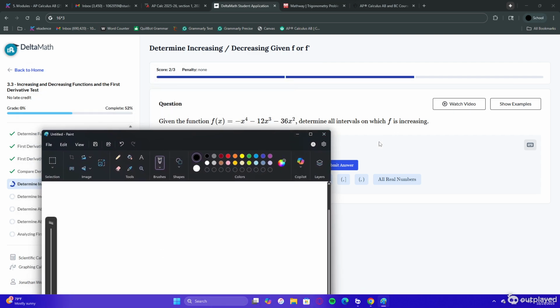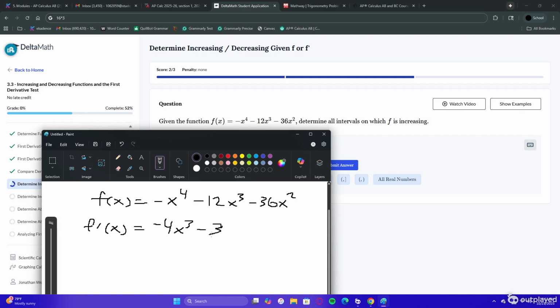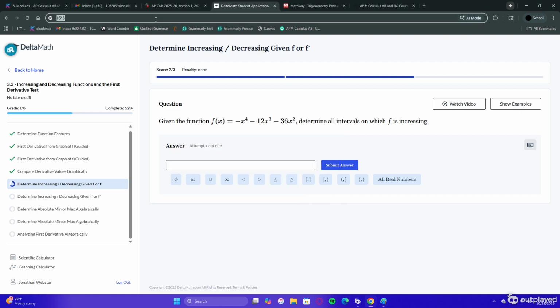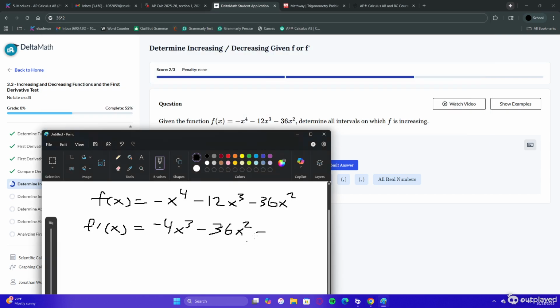Okay, now we're again looking for where f is increasing. So first we find f prime. Let's write down f of x equals negative x to the fourth minus 12x to the third minus 36x squared. So f prime of x would be equal to negative 4x to the third minus 36x to the second minus 36 times 2, whatever that is, 72x.